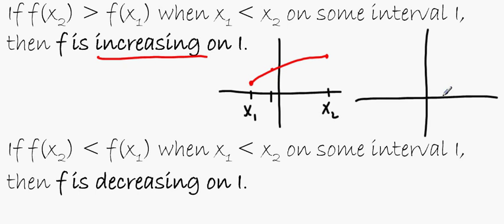Similarly, if here's x1 and here's x2, and f of x2 is less than f of x1, so whatever f of x1 is, f of x2 is less than that, and if that happens for all combinations of x1 and x2, then the function is decreasing on the interval I. So that almost makes sense if you think about it. And these are things that you should have been exposed to. We include a little bit more rigor in this course.